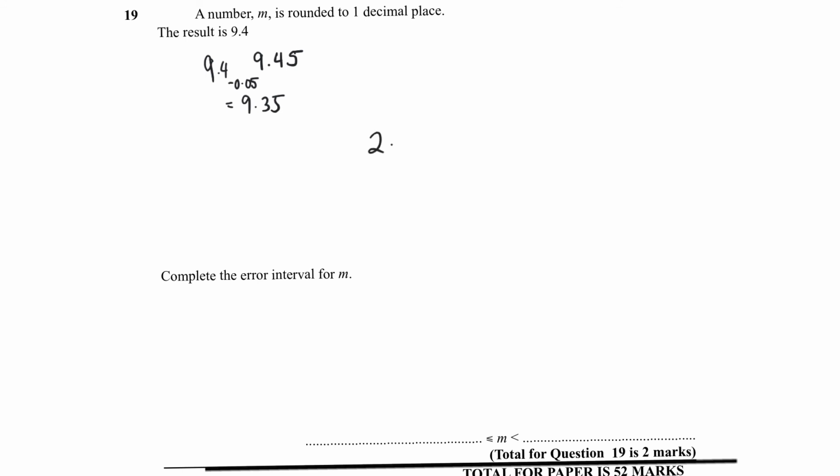So then it would be 9.35 and then m. So 9.35 could be equal to or less than m, and then m is less than 9.45, but remember it can't be equal to it, which they've already written the signs for you, because if it's equal to the 0.5, that means it could be rounded up to 9.5, which it was not. So that would be the error interval.